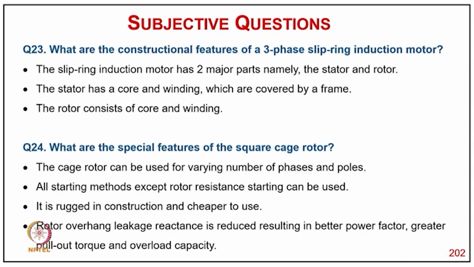What is the construction of a three-phase slip ring motor? The slip ring motor has two major parts, stator and rotor. The stator has a core and winding, and the rotor consists of a core and winding. What are the specific features of a squirrel cage rotor? The cage rotor can be used by varying the number of slots and poles. All starting methods can be used except rotor resistance starting. The construction is cheaper and the rotor overhang leakage reactance is reduced, resulting in better power factor, greater pull out torque and overload capacity.